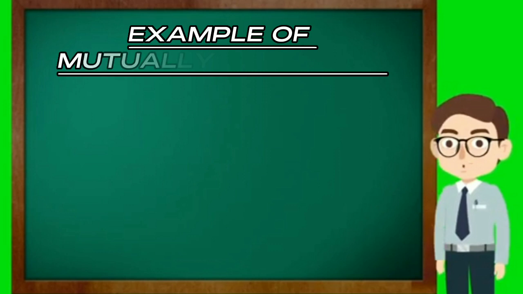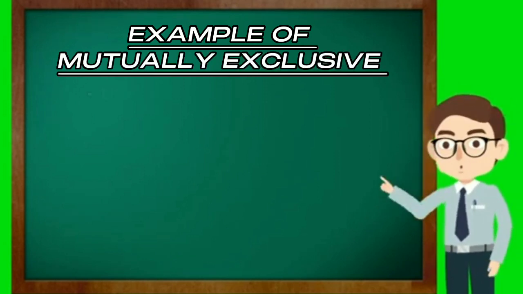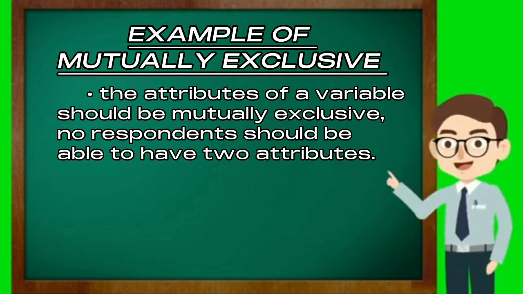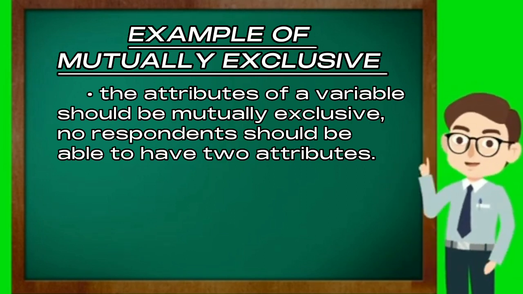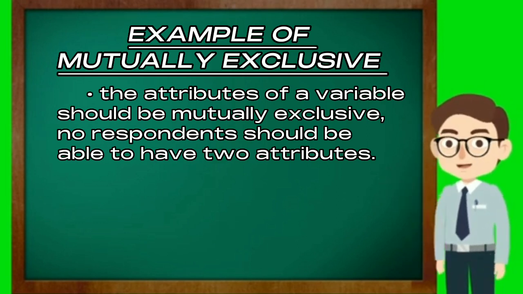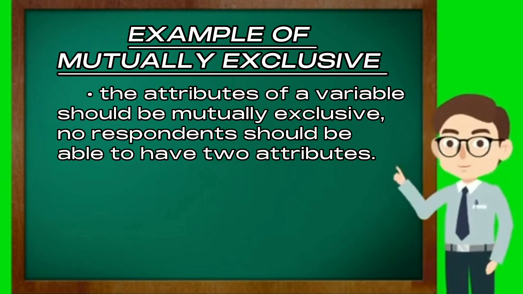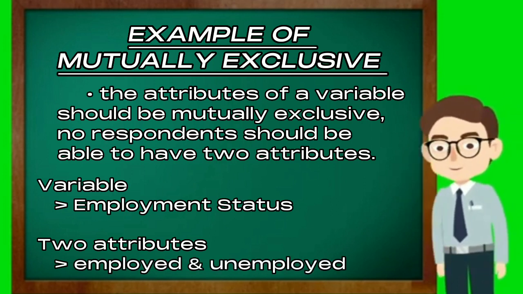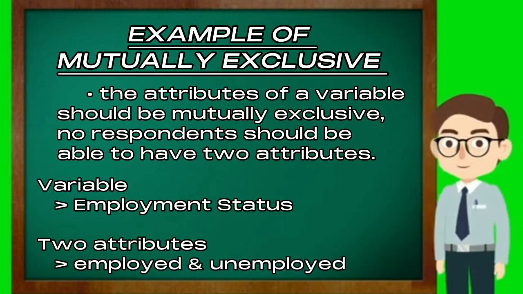In addition, example of mutually exclusive. The attributes of the variable should be mutually exclusive. No respondent should be able to have two attributes. While this might seem obvious, it is often rather tricky in practice. For instance, you might be tempted to represent the variable employment status with the two attributes employed and unemployed.